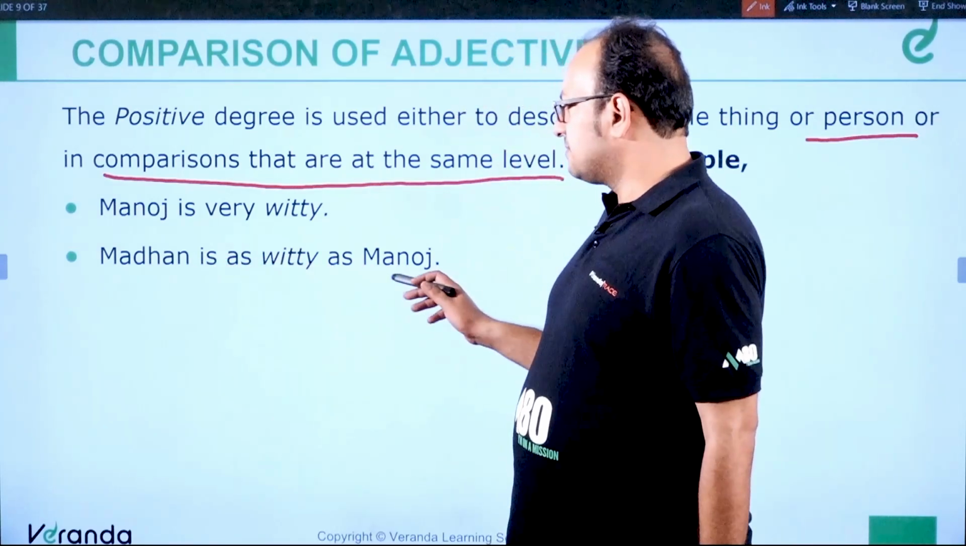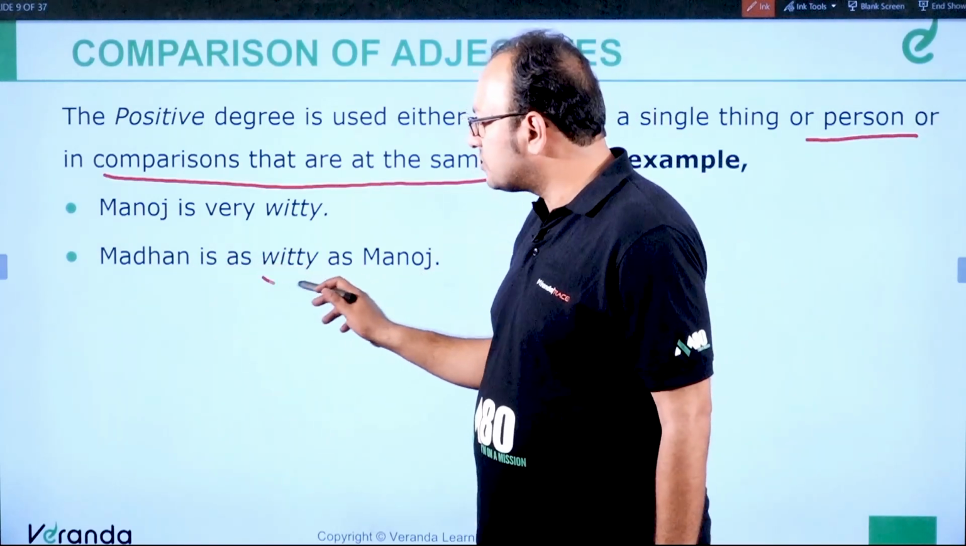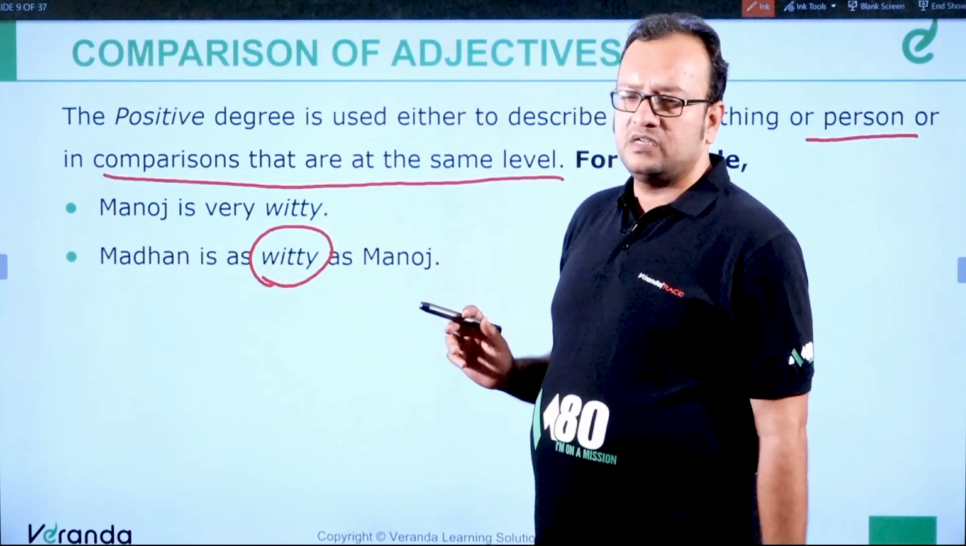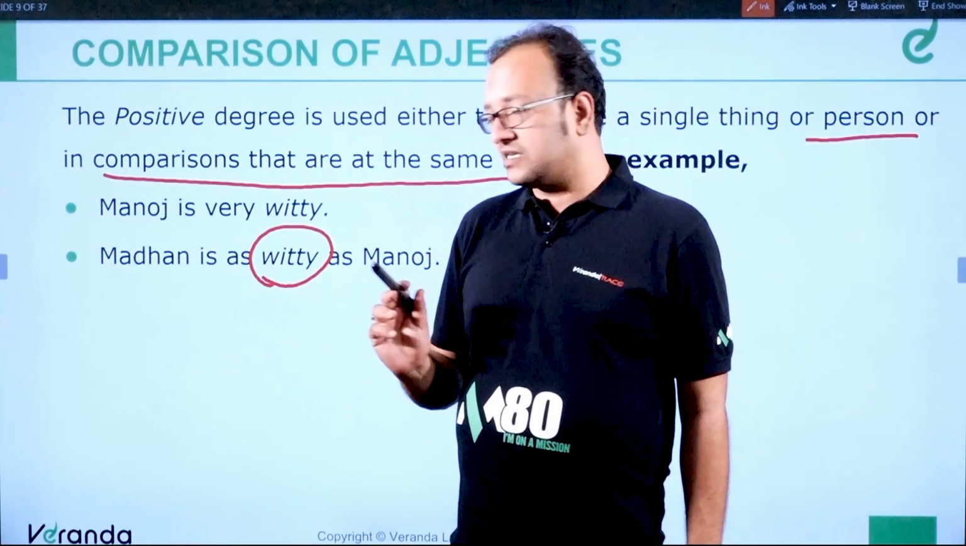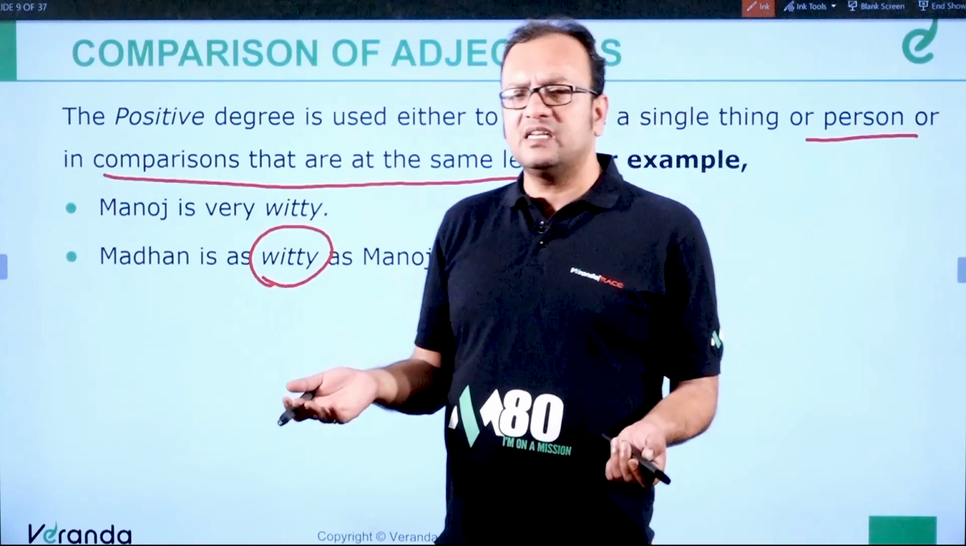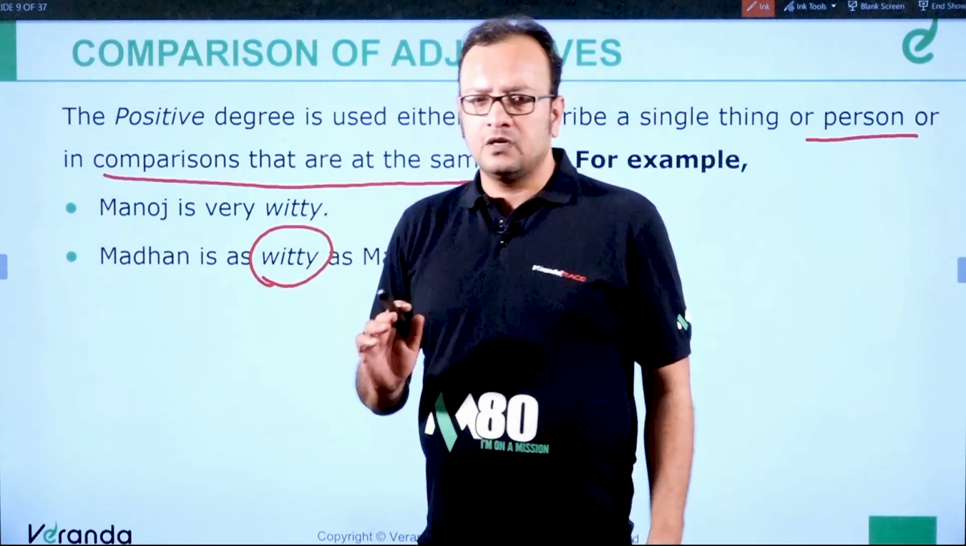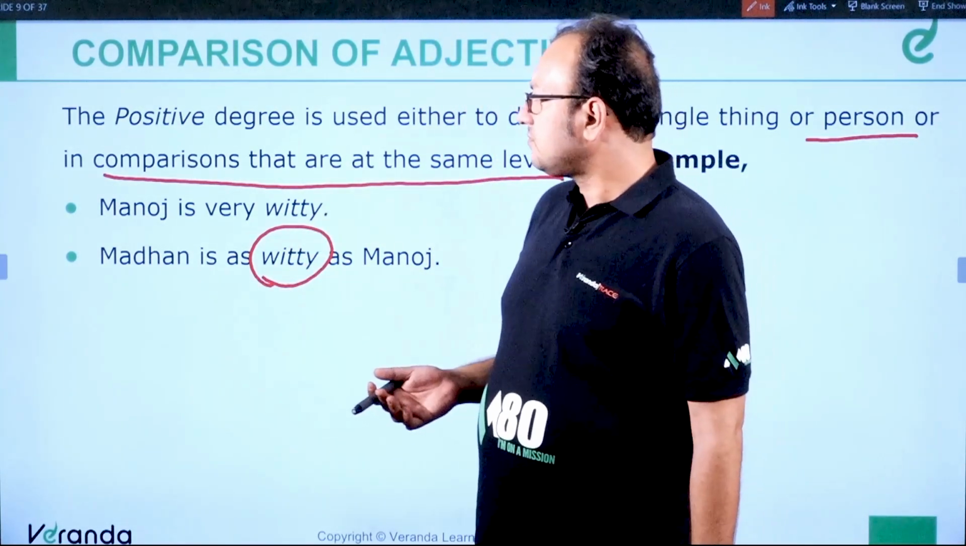Madan is as witty as Manoj. So here we are using the positive degree to compare Madan and Manoj. Here we are comparing but using the positive degree. In the first sentence, we are simply mentioning that Manoj is witty. Clear? Okay, moving ahead.